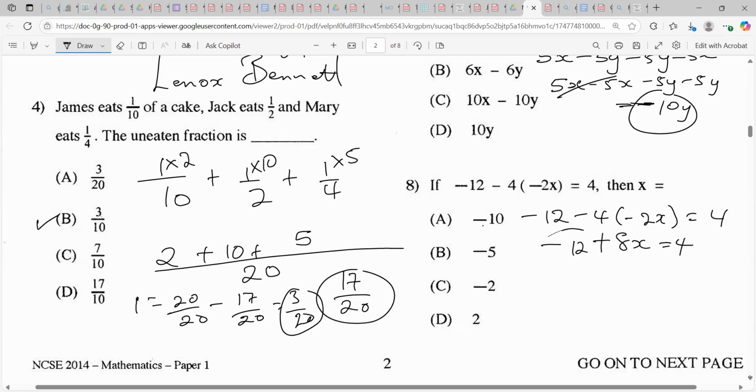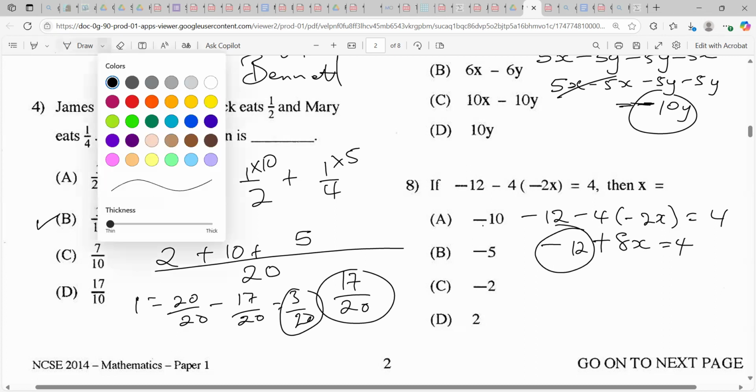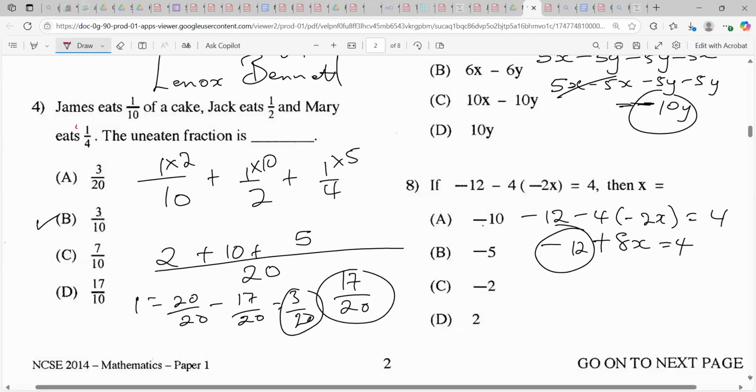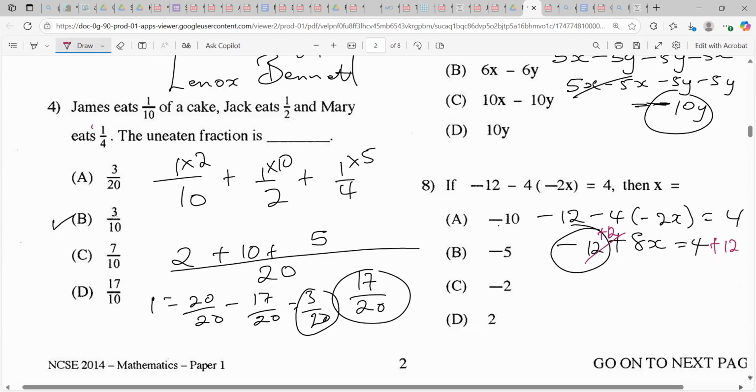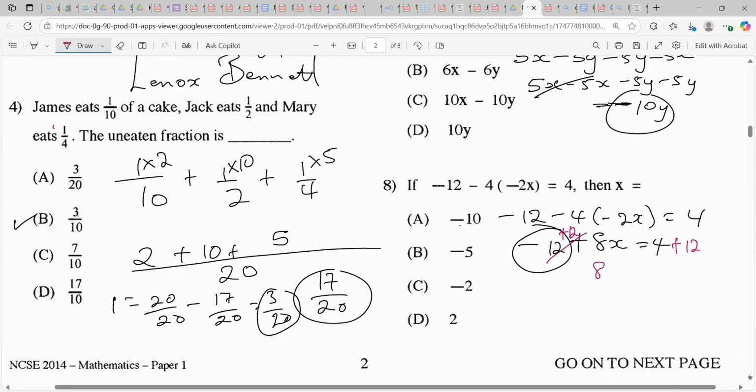Now we need to get rid of this negative 12 by taking the opposite of negative 12, which is plus 12. Anything you do to one side, you have to do to the next side to balance the equation. So now we have 8x is equal to 4 plus 12, which is 16. And then, of course, we can divide by 8. So x is equal to 2.